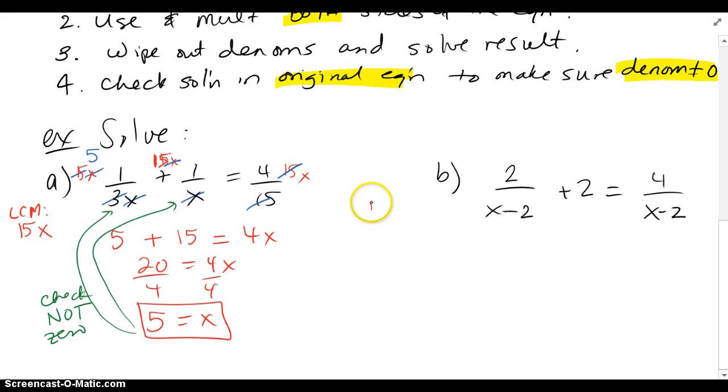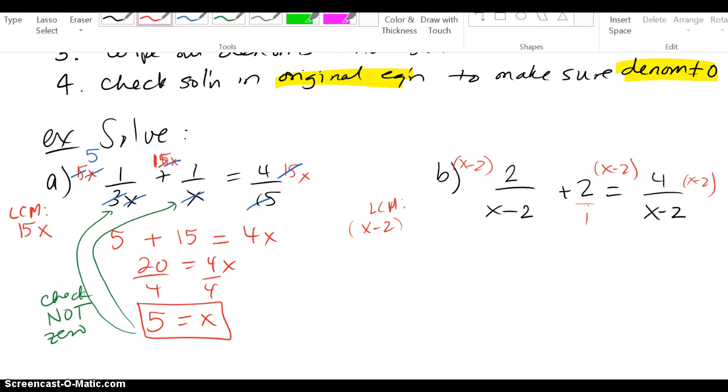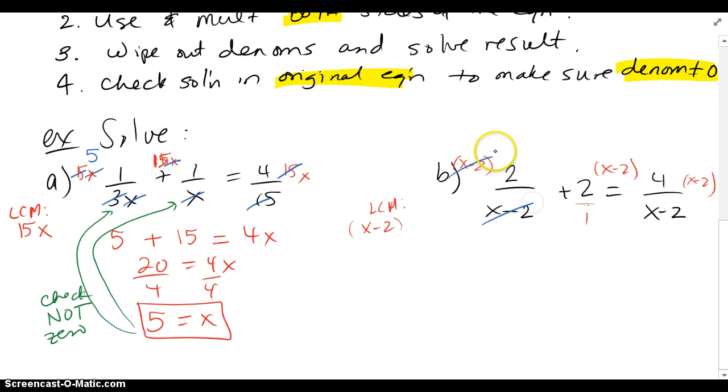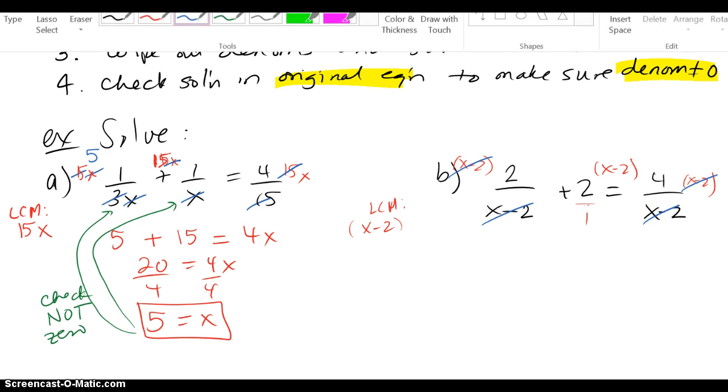Part B, the LCM looks like it's going to be an x minus 2, and that's it. I don't have any other denominators. This is just over 1 anyway. So each term gets multiplied by x minus 2. And in doing so, again, my goal is to wipe out the denominators. This guy goes away completely. Nothing cancels here, so they both stay. And then this guy goes away completely.